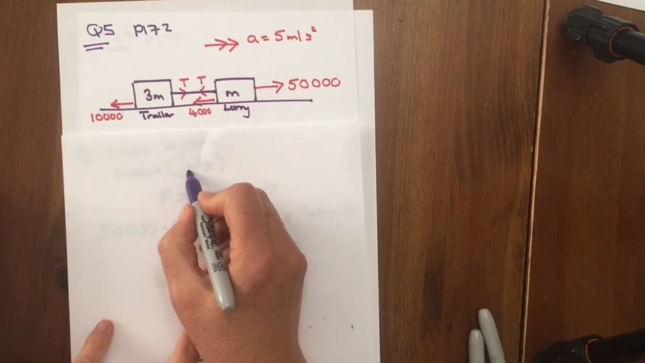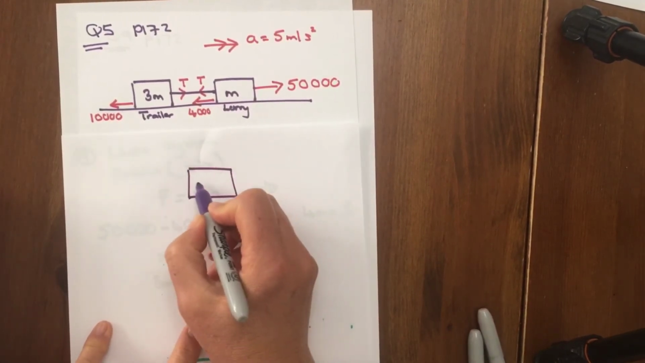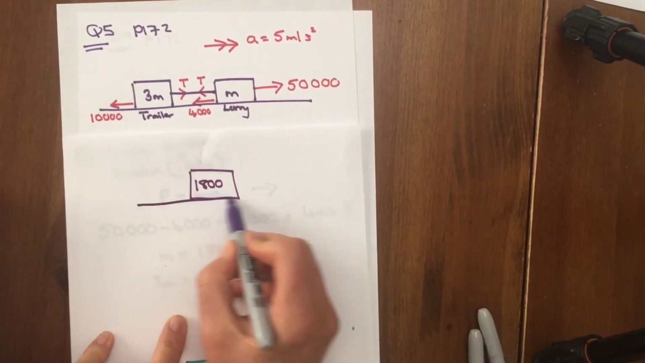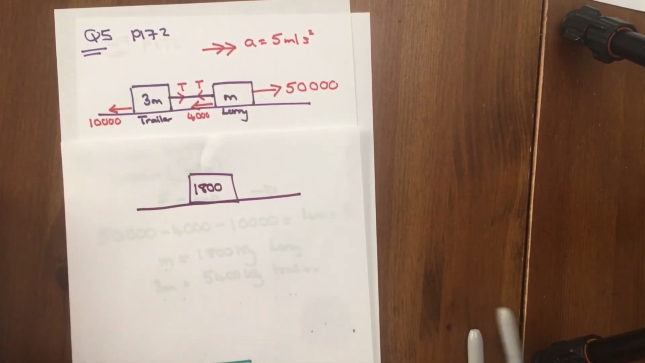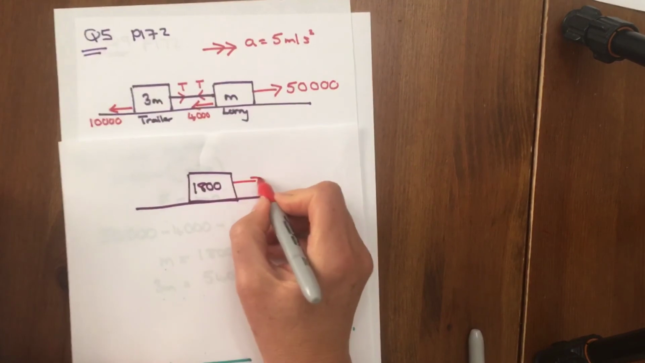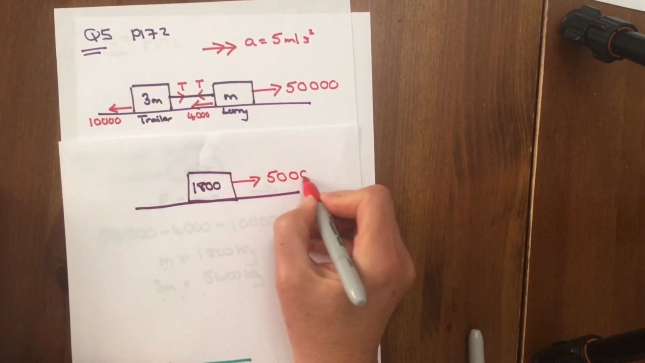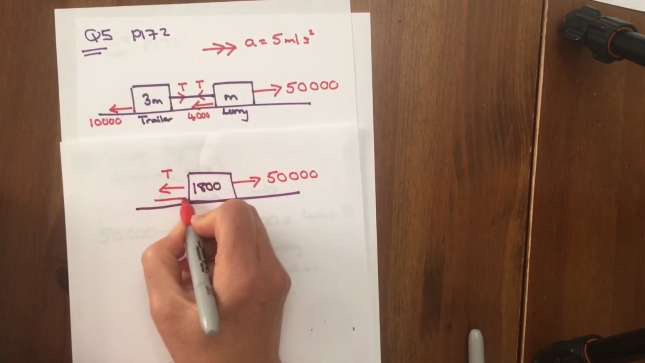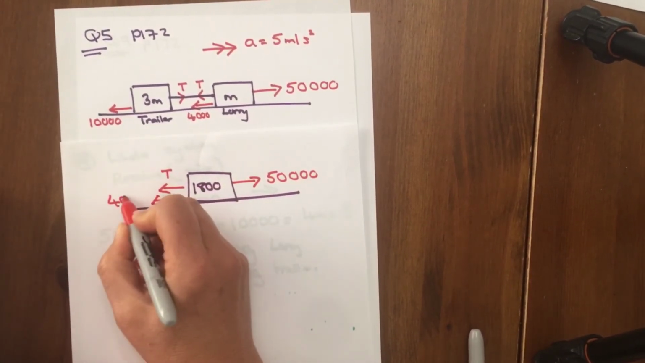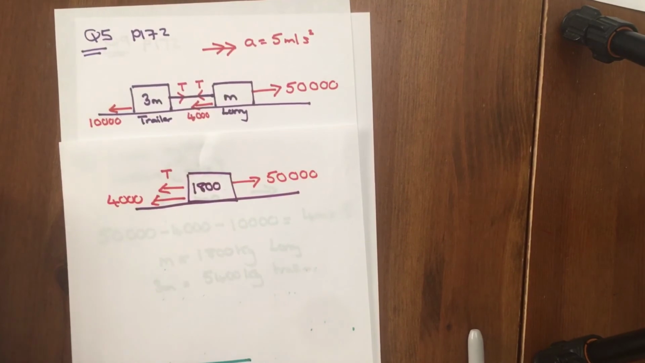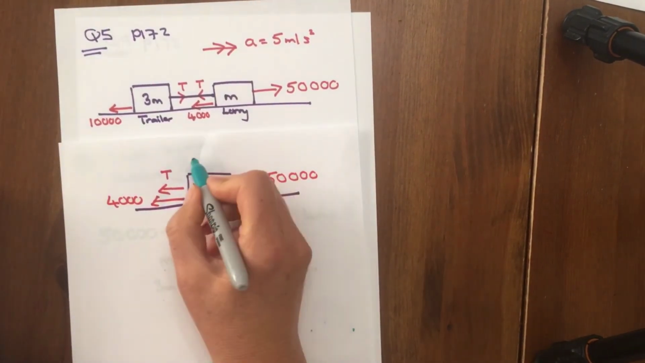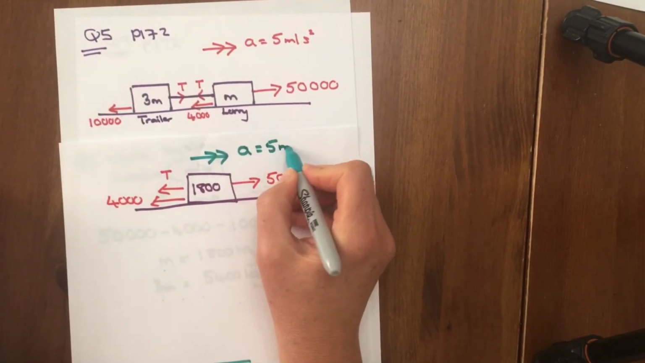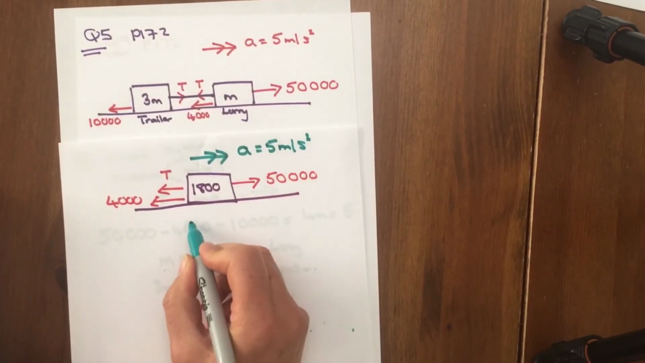So let's just look at the lorry. So the mass here is 1,800. It's on a flat surface. I've got 50,000 this way. I've got my tension T, and I've got my friction 4,000. So let's do F. Oh, it's accelerating in this direction. A is 5. So your diagram is really important.